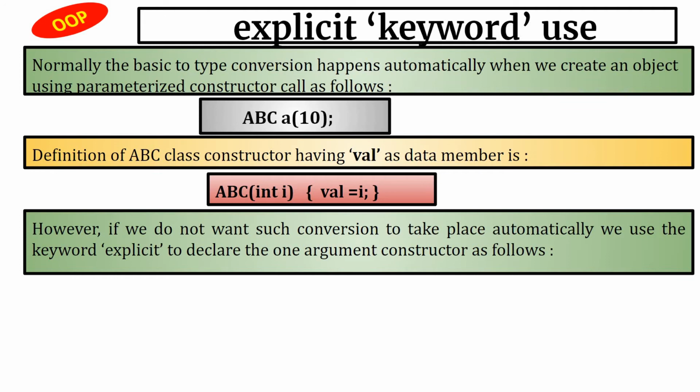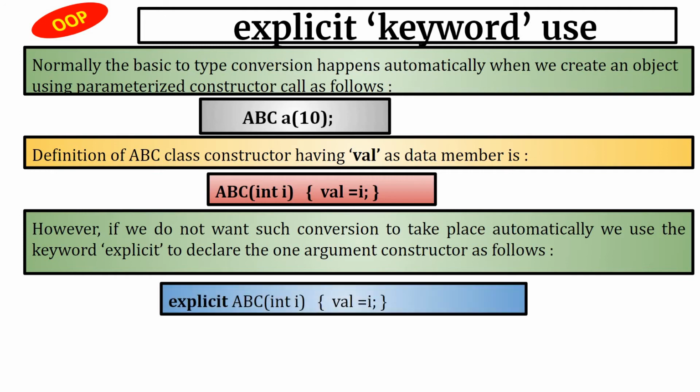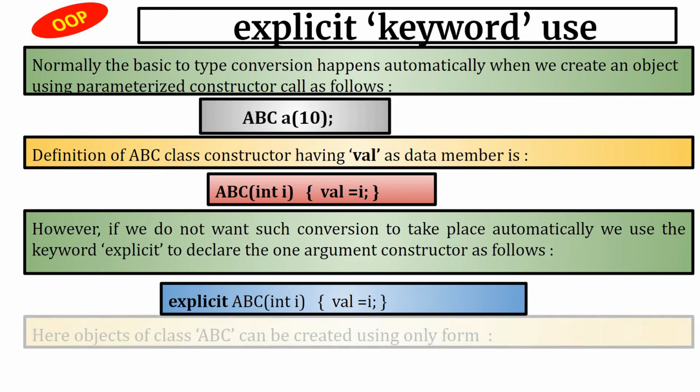to be converted into type integer, then you have to use the keyword explicit to declare the one argument constructor as follows. Suppose that ABC is a constructor with integer I as a parameter, you just write the explicit keyword before this function. If you write the explicit keyword, the automatic type conversion which happens, where I is of type integer and val is of type object, then I doesn't get converted into val automatically. You will have to perform certain operations. So why? Only because you have written the keyword explicit before it.